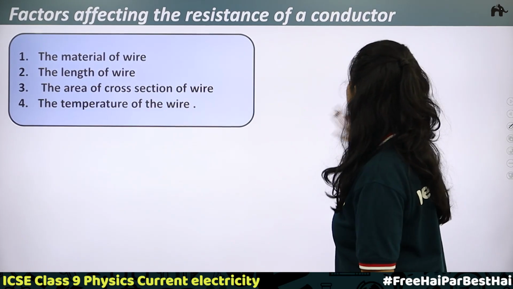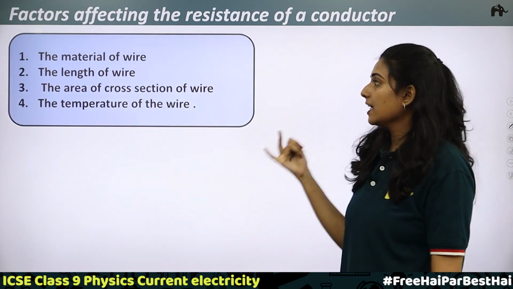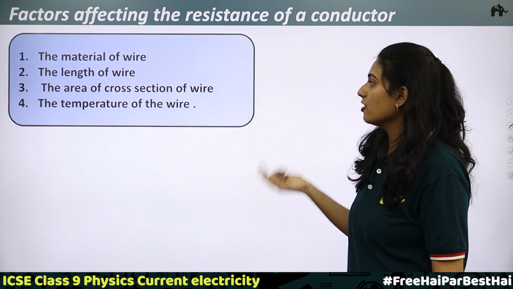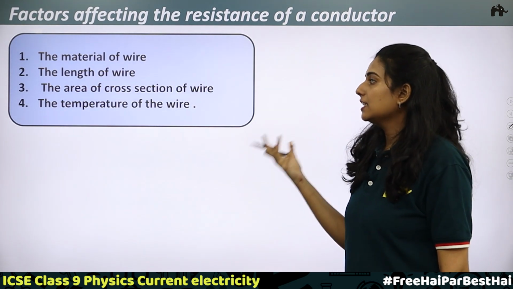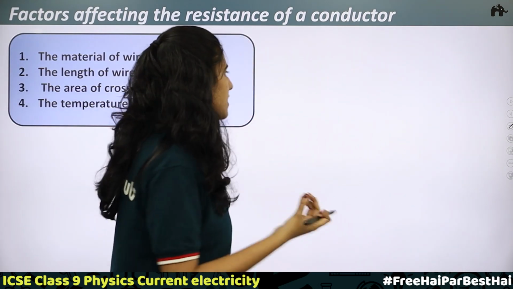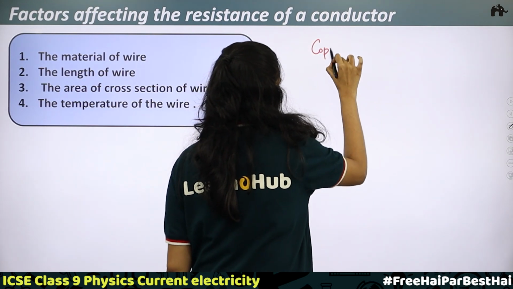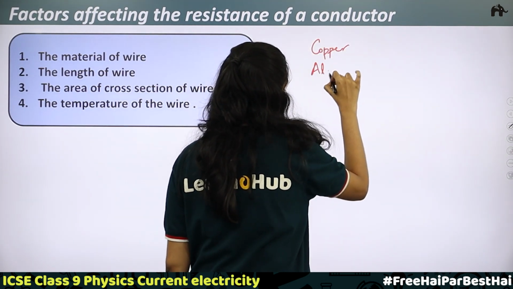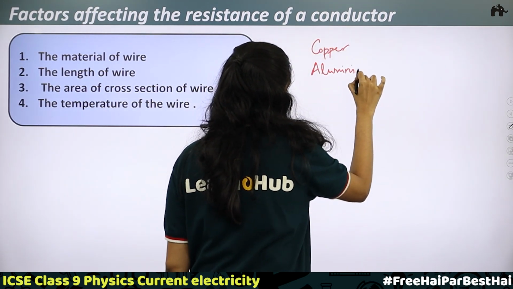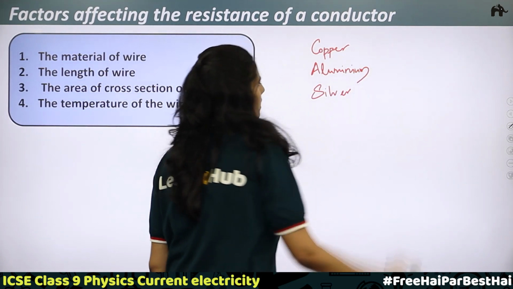Factors affecting the resistance of a conductor. There are 4 factors. The first one is the material of the wire. Second is the length of the wire. Third, the area of cross section of the wire. And the fourth is the temperature of the wire. So, material of a wire. We know that different materials can act as conductors. For example, metals like copper, aluminium, silver. All these are conductors of electricity.